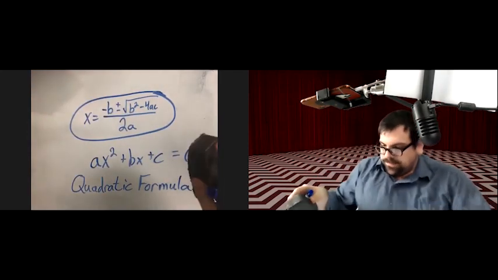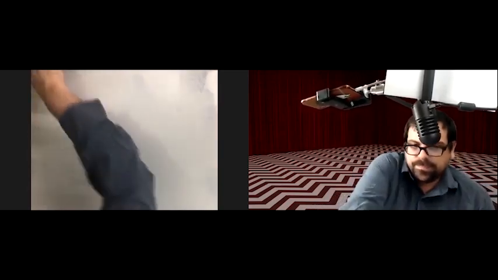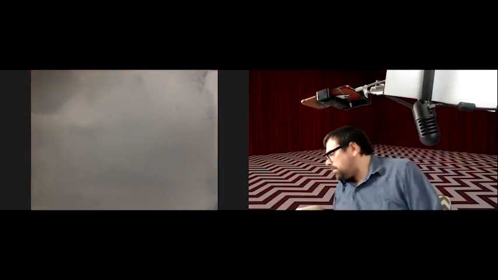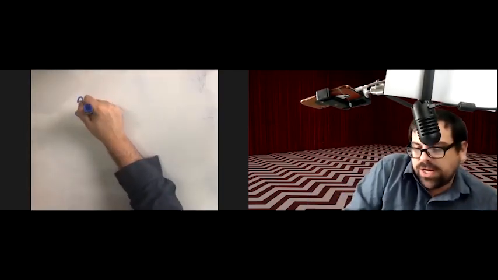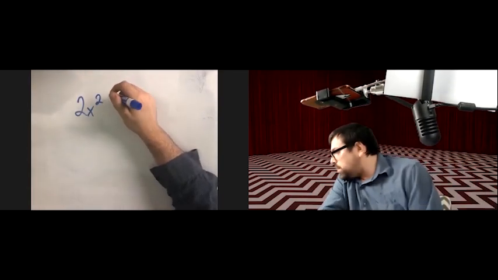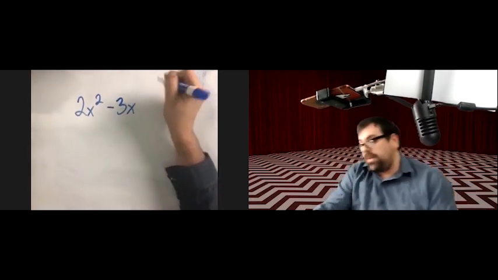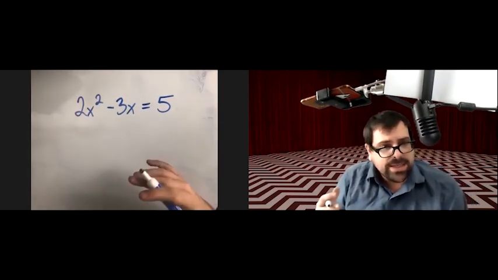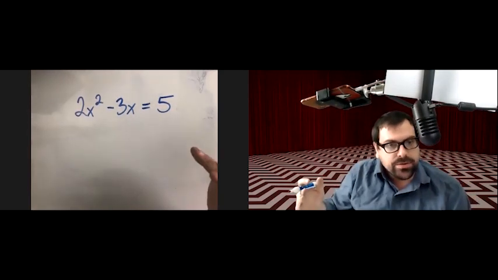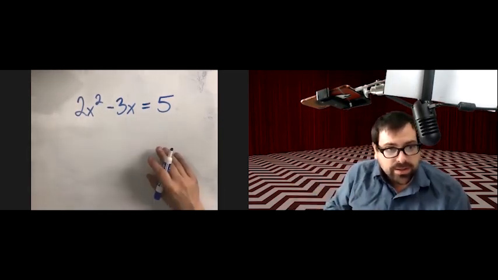So let's use it. Let's use the quadratic formula to solve 2x squared minus 3x equals 5. Don't go pulling A, B, and C yet. You can't do that until everything is on one side, 0 on the other.